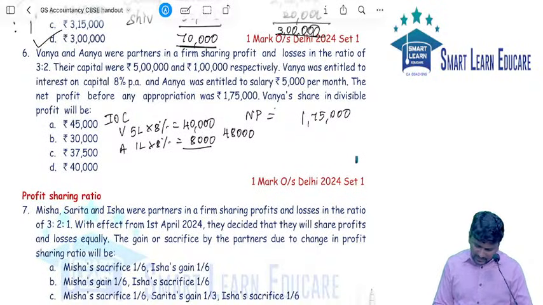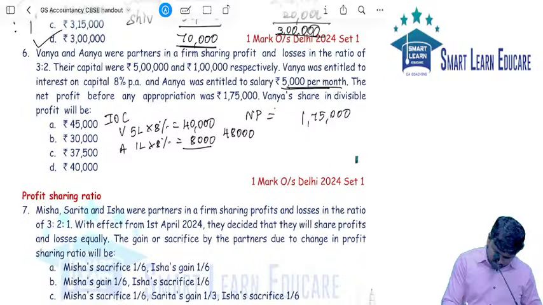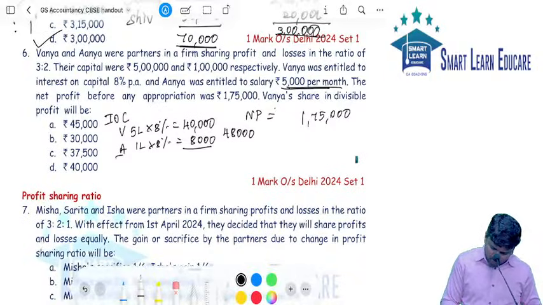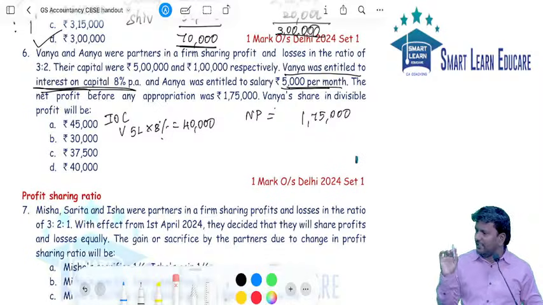Now next we need to pay salary also. How much is salary? 5,000. There are two partners, sorry. Not for two partners. Interest on capital: only V is entitled for interest on capital. The question has not given interest on capital to the other partner. Only V is getting interest on capital.